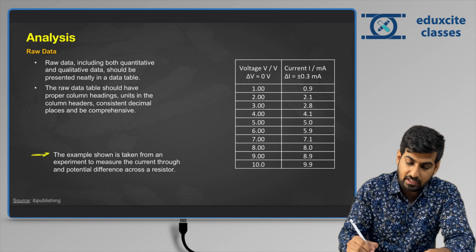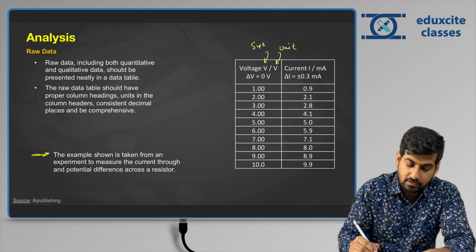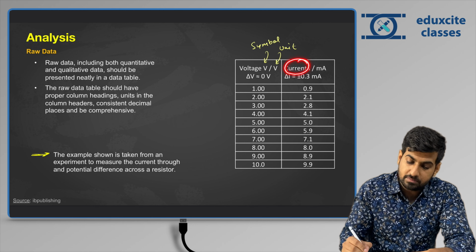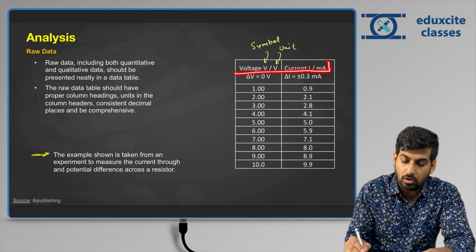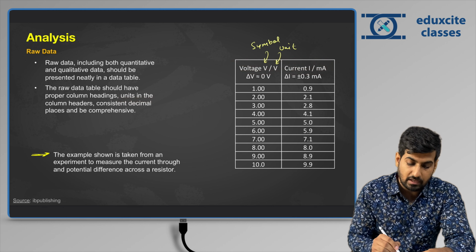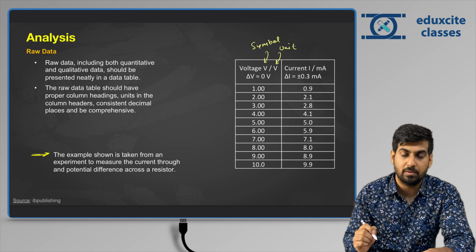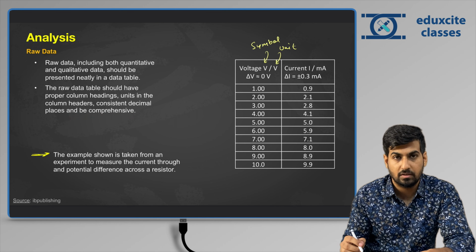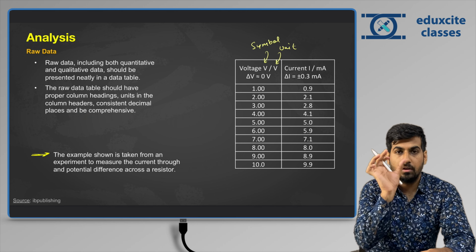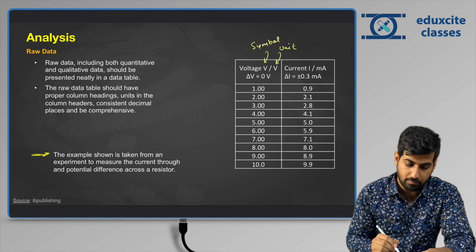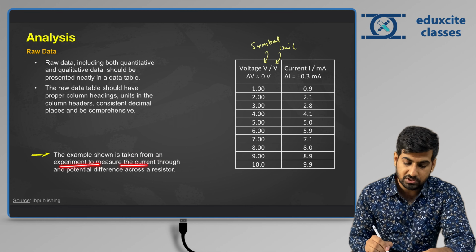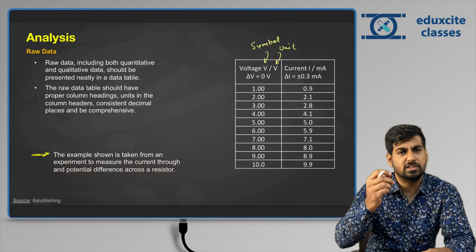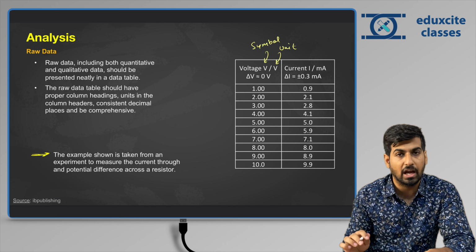Now this is representing the unit and this is the symbol, so do not get confused. Similarly, current is measured in milliampere and the symbol is I. So there should be a proper column heading with units, consistent decimal places should be there, and be comprehensive. Be very comprehensive in mentioning your data in your table. For example, this table shows an experiment to measure the current through a resistor against the potential difference across it, just as a simple example, and this is taken from the IB website only.